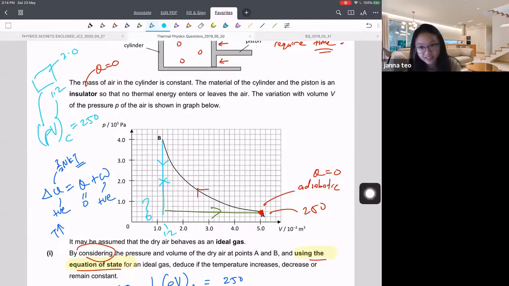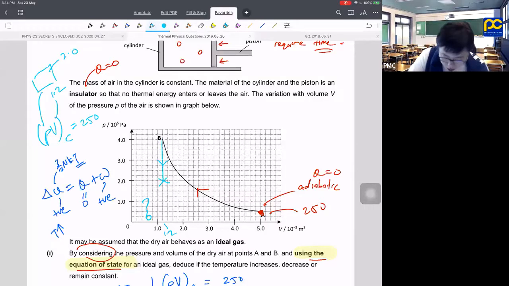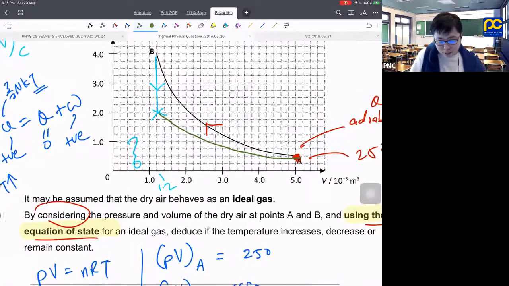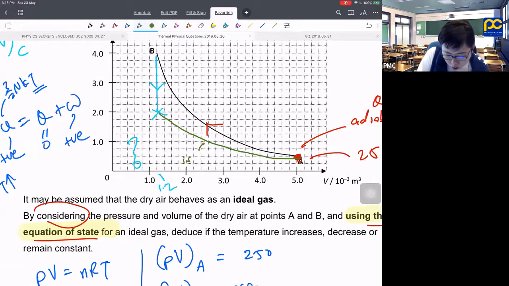Agree, good. So now I erase everything, then I draw this all the way, stop here, then here, right? Over here. Nice. So this green color one is the isothermal. Should we write down? Isothermal.